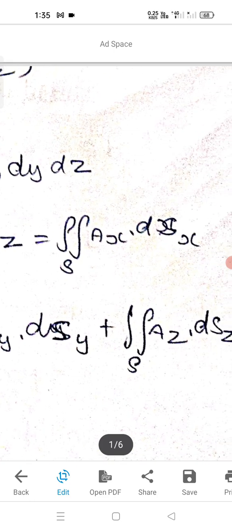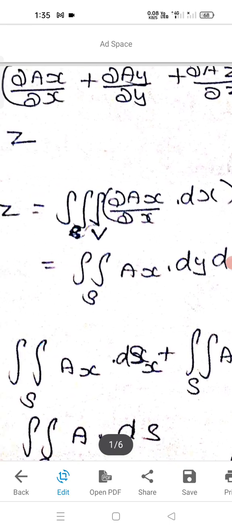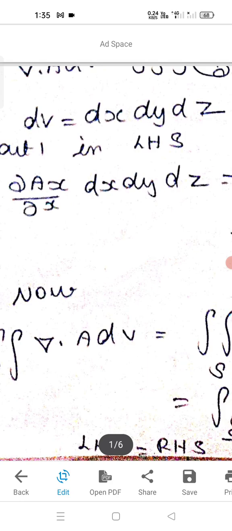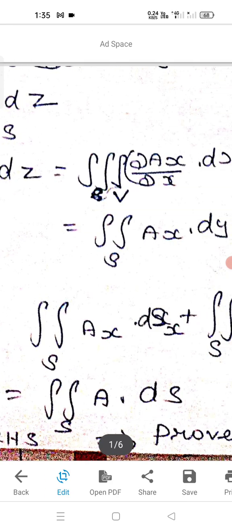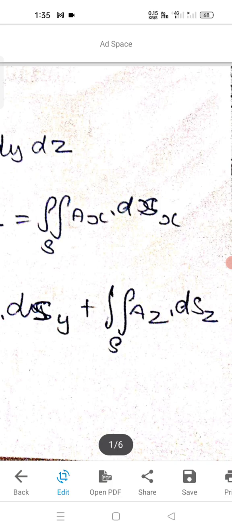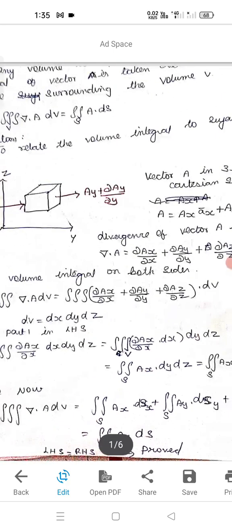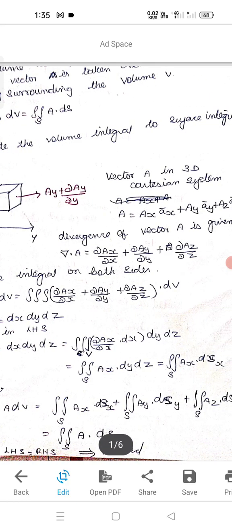Now it is nothing but the surface integral of Ax along the dsx direction. So now del dot A dv is equal to the surface integral of Ax dsx plus Ay dsy plus Az dsz. As a whole, it can be written as the surface integral of A dot ds. Thus the left hand side will be equal to the right hand side, and the divergence theorem is proved.